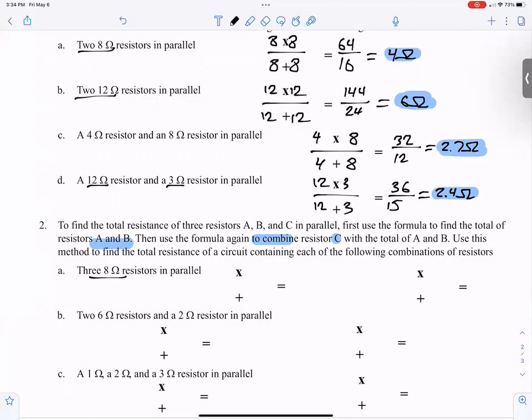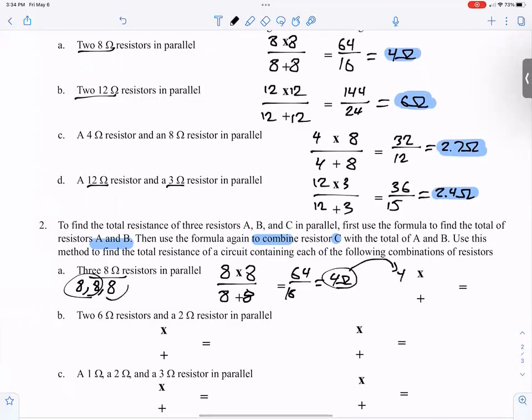3 8-ohm resistors. Well, we're going to take the first 2. So we have 8 ohms, 8 ohms, and 8 ohms. Let's take the first 2. 8 times 8 over 8 plus 8 is 64 over 16, which is 4 ohms. You're going to take that and run that against the third 8-ohm resistor. So 4 times 8 over 4 plus 8 is 32 over 12, which is about 2.7 ohms.